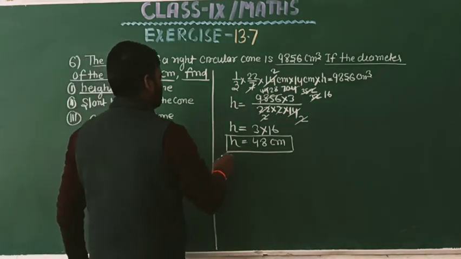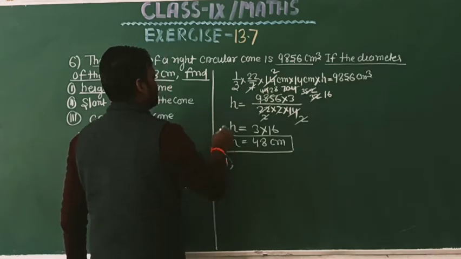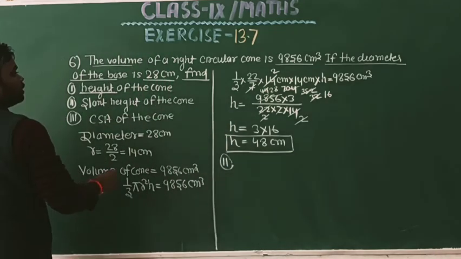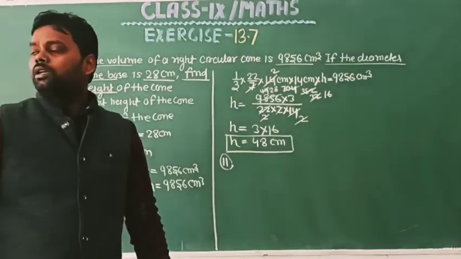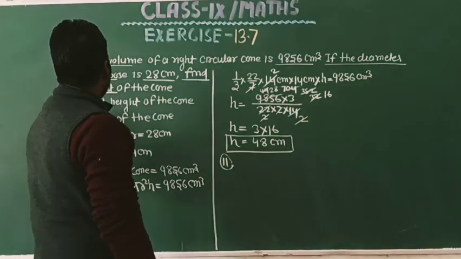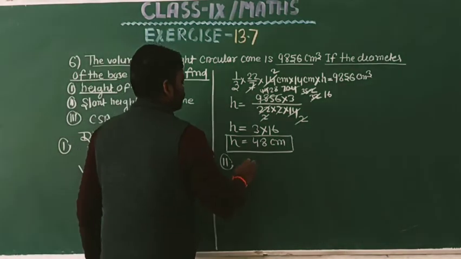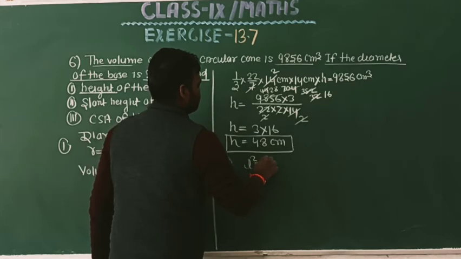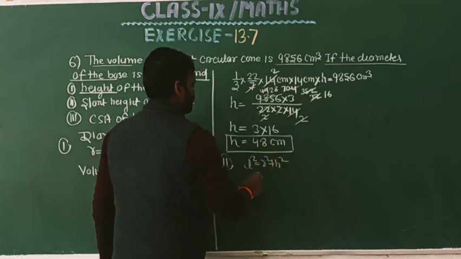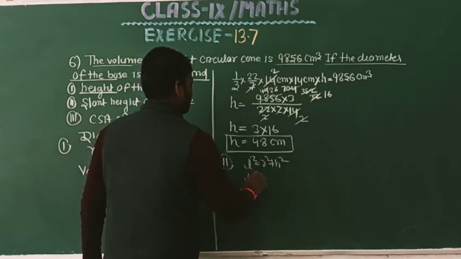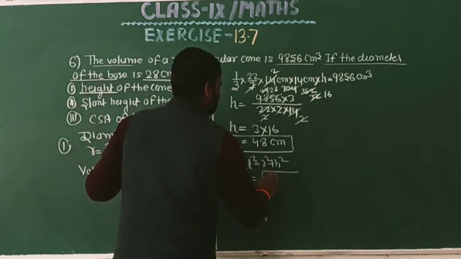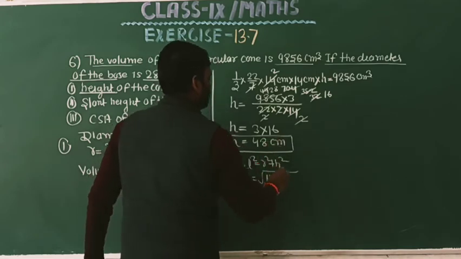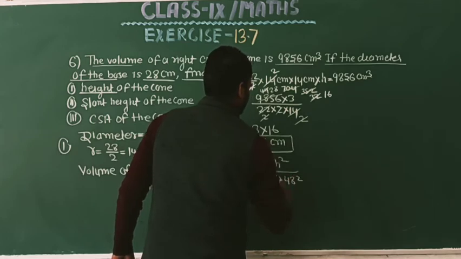And in the second part, we need to find its slant height. This is the first part, the required height, and next we need to find the slant height. So we know the relationship L square equals R square plus H square. So this is L equal to under root, R is 14, so 14 square plus 48 square.